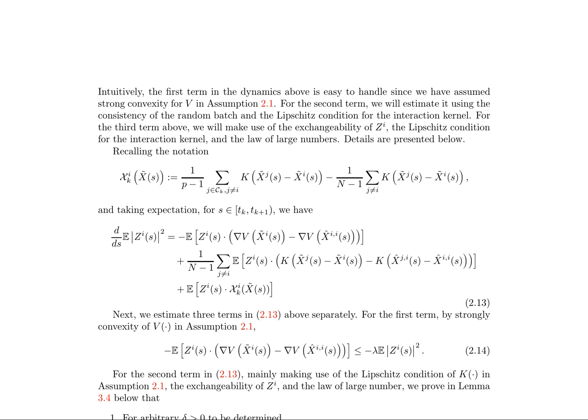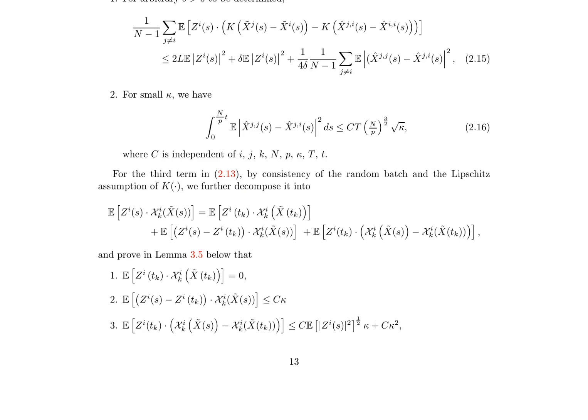The authors delve into the dynamics of the system, focusing on the first, second, and third terms of the dynamics equation, utilizing strong convexity, Lipschitz conditions, and the law of large numbers to estimate these terms. Specifically, they demonstrate that the first term can be bounded using strong convexity, while the second term is estimated using the Lipschitz condition and exchangeability of the system. The third term is decomposed into three parts, which are then bounded using the consistency of the random batch and the Lipschitz assumption of the interaction kernel.